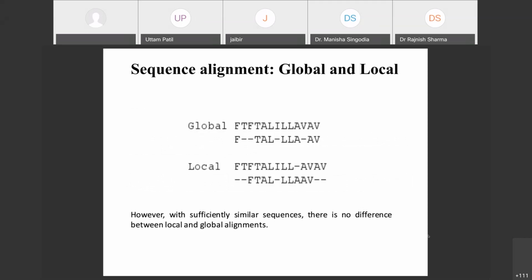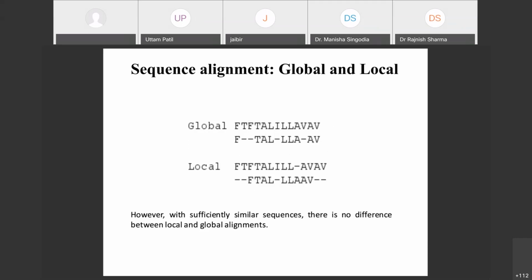Now, this is further to explain what is global and what is local alignment. If you see here, I'm showing you the global alignment on the top. This is the example of global alignment. Here we are looking for end-to-end alignment of the sequence. We are trying to maximize the identity of amino acids in these two sequences. This is the global alignment.